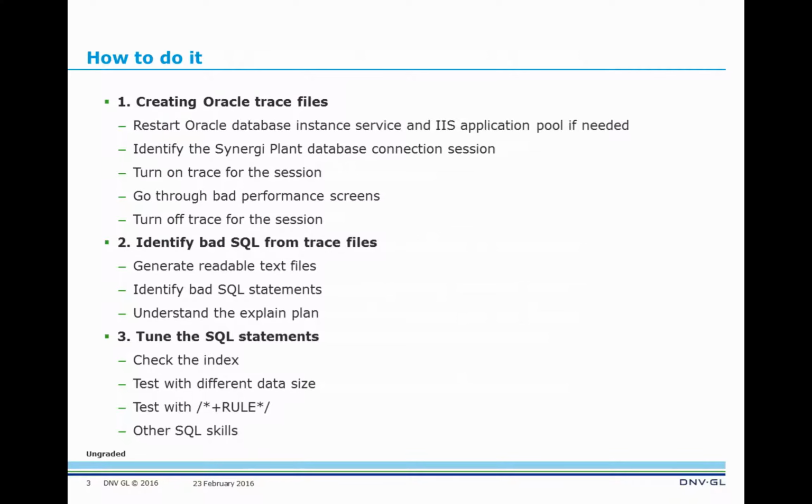And then the second step is to understand the trace file you just generated. To do that, you need to first convert it into a text file, which is readable. And then within the text file, you can identify where your bad SQL statement is and how all the SQL statements are run by Oracle, and understand Oracle's execution plan. That is something you can use to know exactly how Oracle runs the SQL statement.